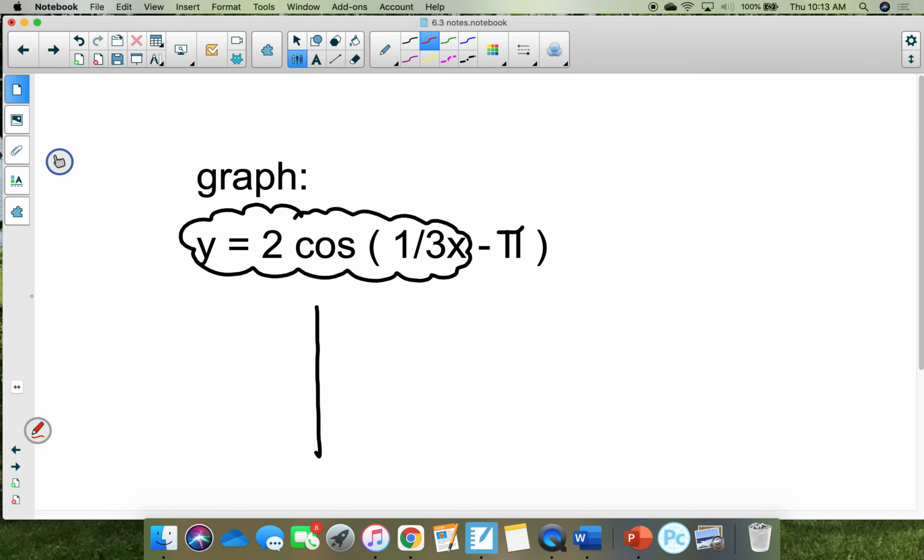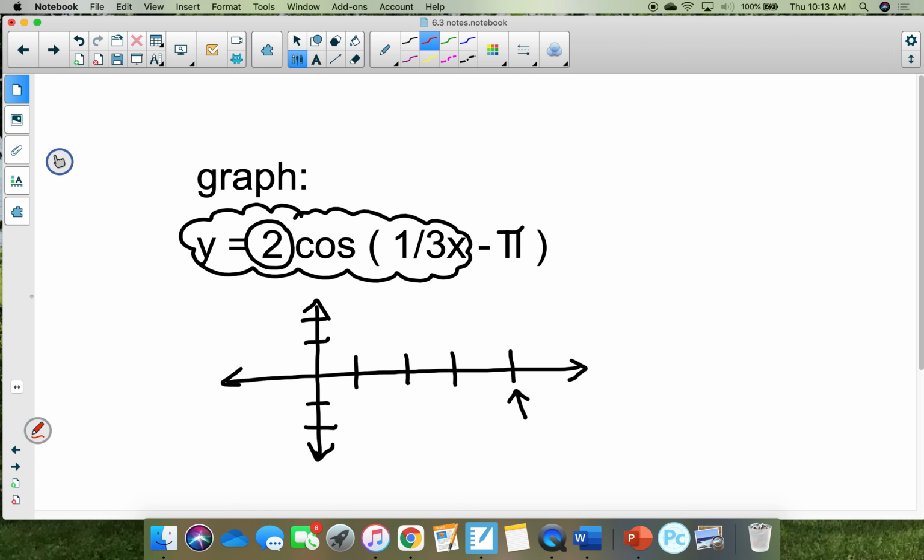So all you're going to do is make a graph. Put 5 slashes. Remember that this stands for the period. You're going to go up 2 and you're going to go down 2 because of that. I'm going a little fast because we already had this all in 6.2. In order to figure out the period, it's 2 pi divided by the k, and the k in this problem is 1/3. So the last slash is 6 pi.